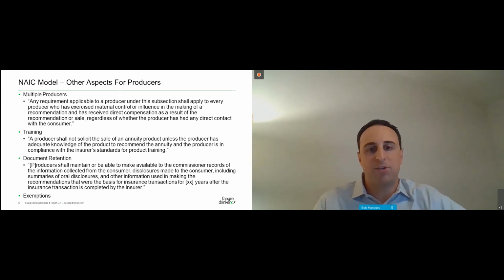The last thing I would mention here is there are some exemptions for transactions, where the model does not apply to those transactions. So, for example, there's an exemption for contracts used to fund ERISA-covered employee pension or welfare benefit plans, various types of Internal Revenue Code plans established or maintained by employers, certain government or church plans, certain non-qualified deferred compensation plans, and then, finally, structured settlement annuities.